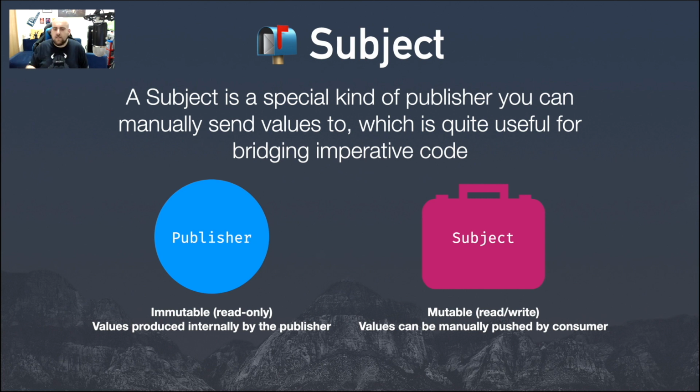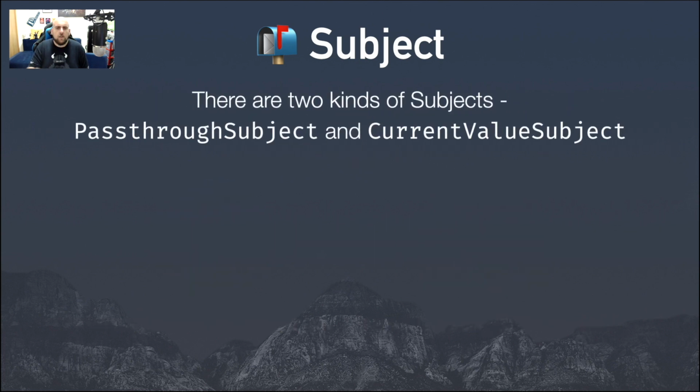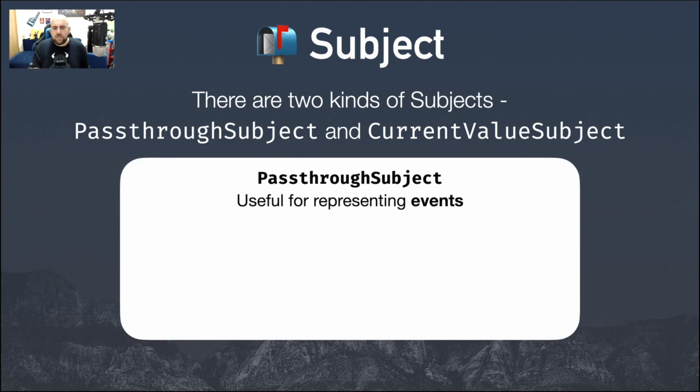On a subject, it is somewhat mutable. That means you can directly send values into this subject, and then whoever is subscribed to that subject will get these values. So really the values can be manually pushed by whoever manages that subject. So the 2 kinds of subject we get in Combine is a pass-through subject and a current value subject. A pass-through subject is basically a great way to represent events.